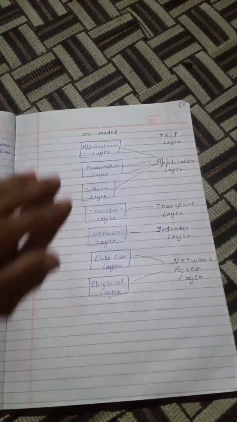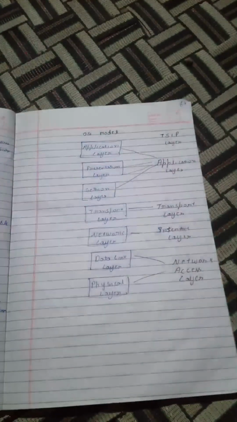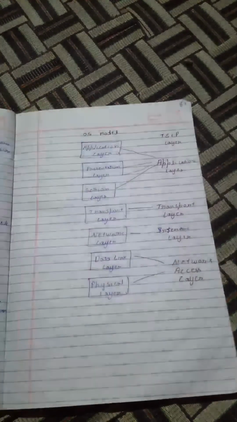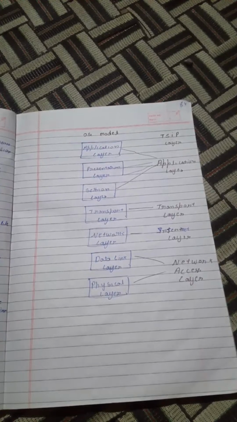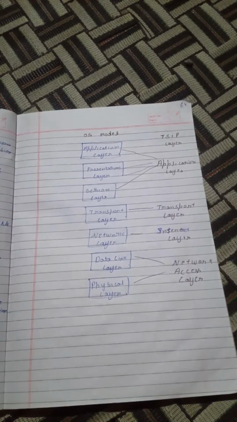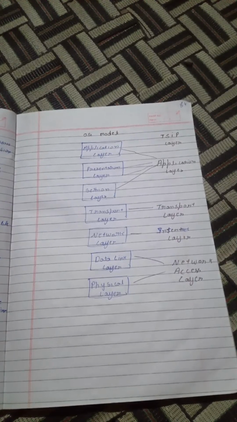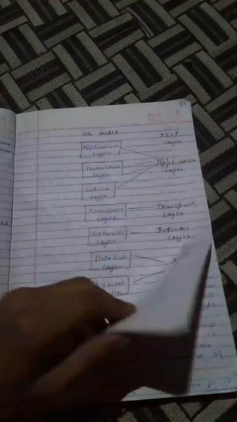The OSI model is the same as the TCP/IP model. So the application layer, presentation layer, and session layer together are called the application layer. The transport layer is called the transport layer. The network layer is the internet layer. The data link layer and physical layer together are called the network access layer.